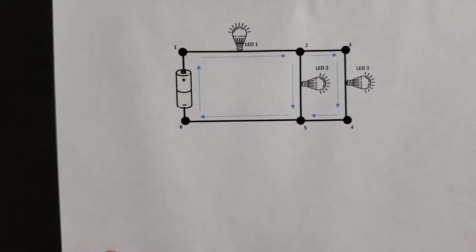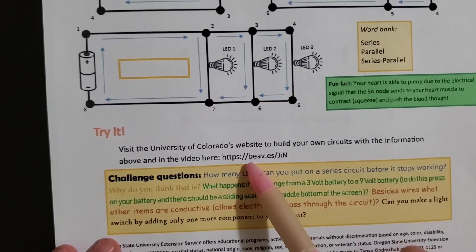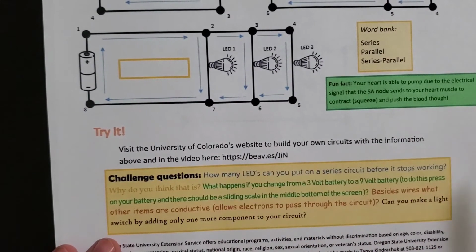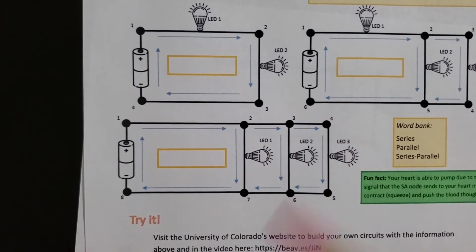So if we go back to our 4-H investigators page here, you'll see that there is a link to take you to the University of Colorado's website. That way, if you visit that site, you can actually make your own circuits. You can try these circuits out. You can add more LEDs, take away LEDs. You can add different types of conductive materials or see if it's conductive material. You don't always have to use wire for electricity to flow through. Electricity flows through many things, and there are other things that electricity doesn't necessarily flow through.